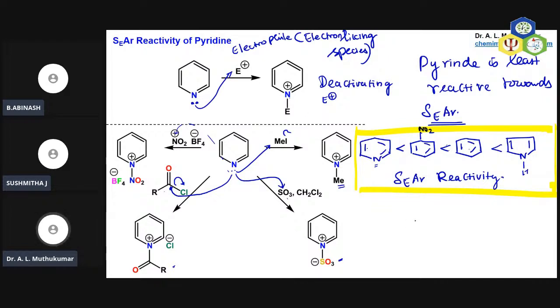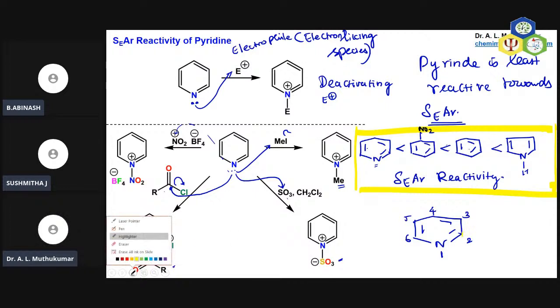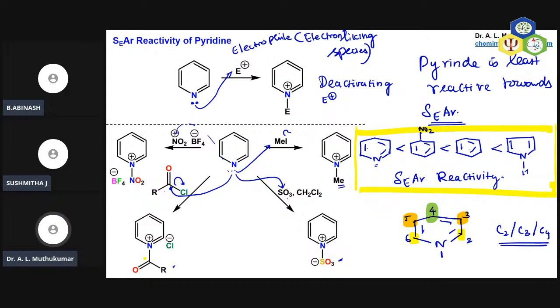You know that this is the pyridine ring. The electrophile can approach the following positions. This is 1, 2, 3, 4, 5, 6. The 2 and 6 positions are the same, and the 3 and 5 positions are the same. Then you have the fourth position. So the reaction may occur at C2, C3 or C4. There are three possibilities. Where the reaction will take place is the next question, and I would like to explain that.